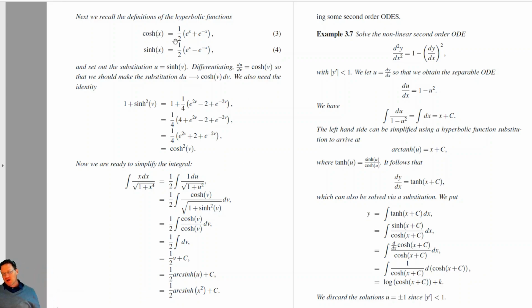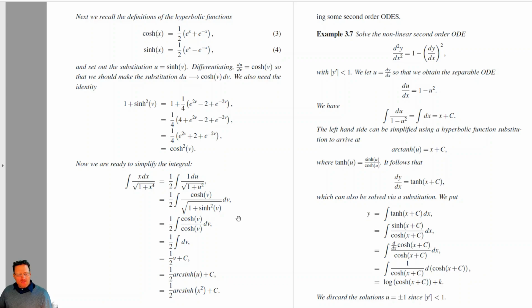which we can simplify by this identity here and say that the square root of 1 plus sinh squared v is just equal to cosh v. So we've got cosh v over cosh v, which was what we were hoping for in that substitution. So we actually get the integral of 1 dv, which is super simple, right? It's just 1/2 v plus our constant of integration.